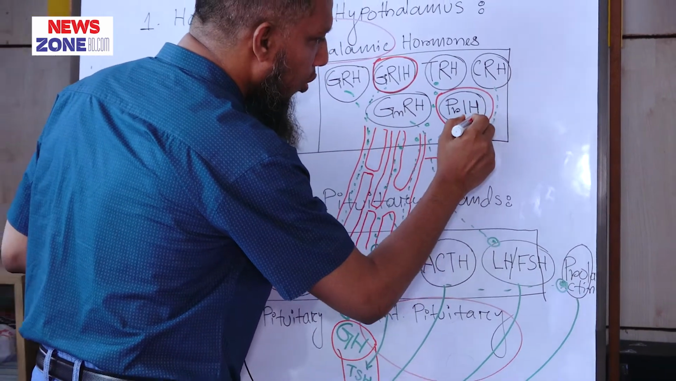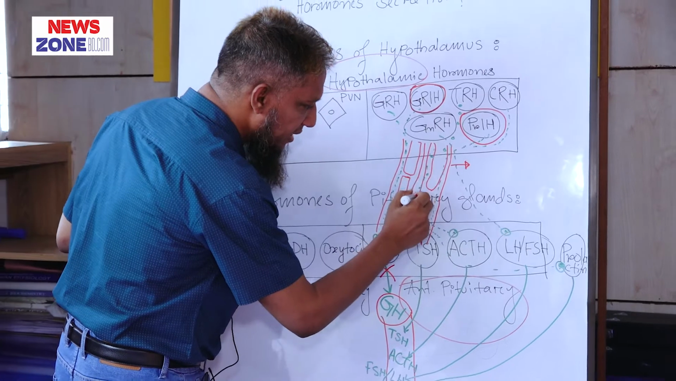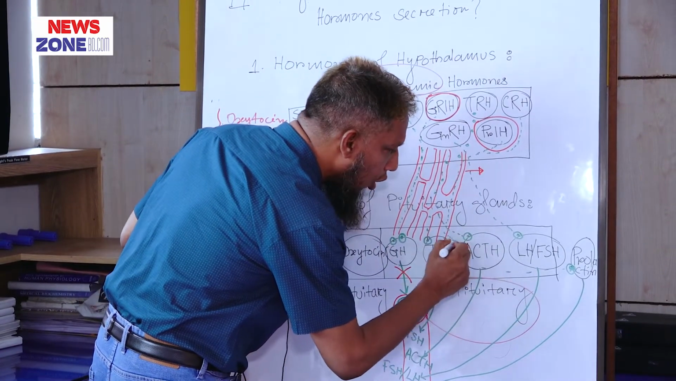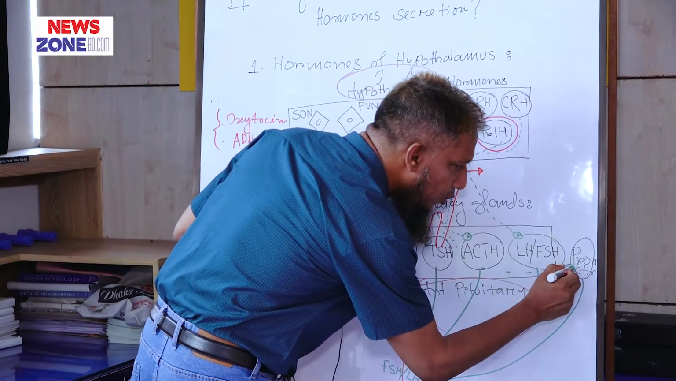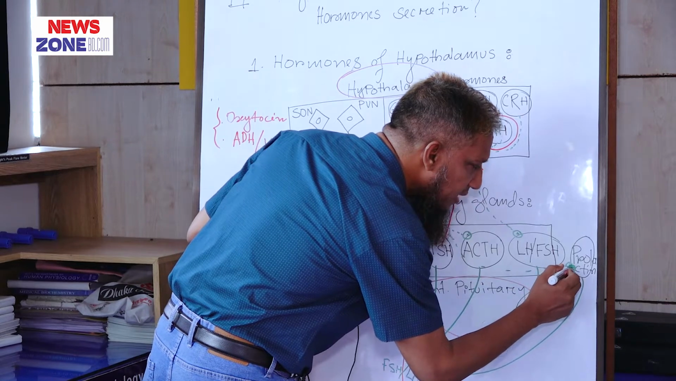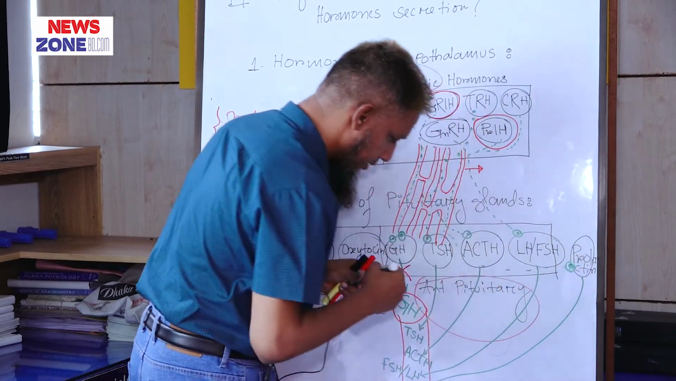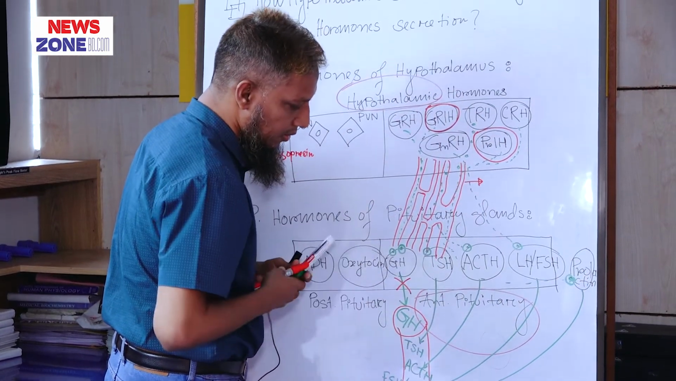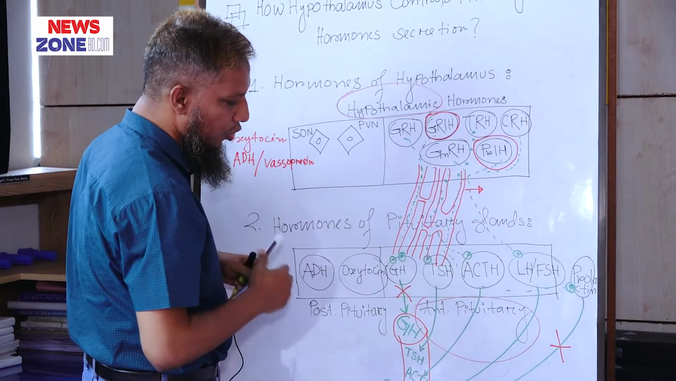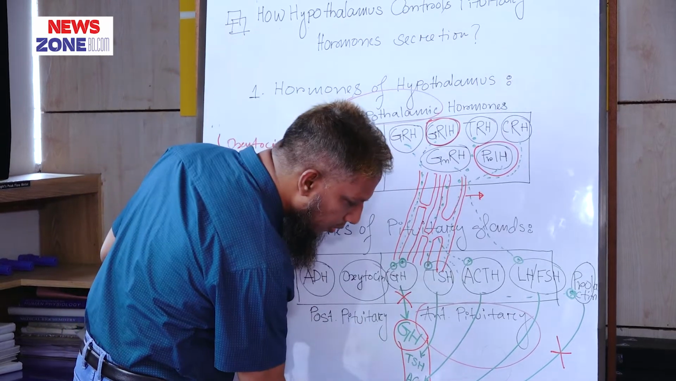Prolactin inhibitory hormone releases via these portal blood vessels, and it comes into the anterior pituitary and acts on this prolactin-secreting cell, that is our lactotroph cells. Then the lactotroph cells inhibit prolactin secretion into the blood.